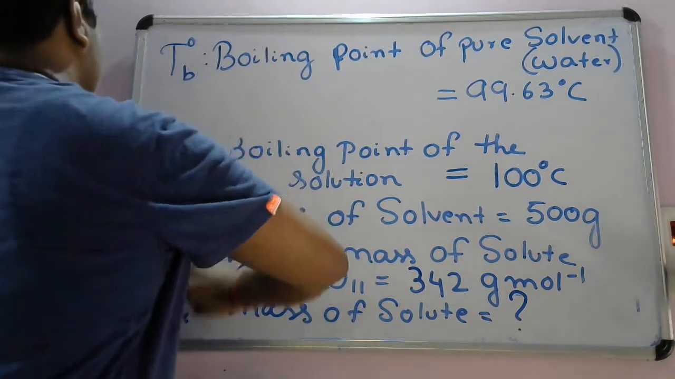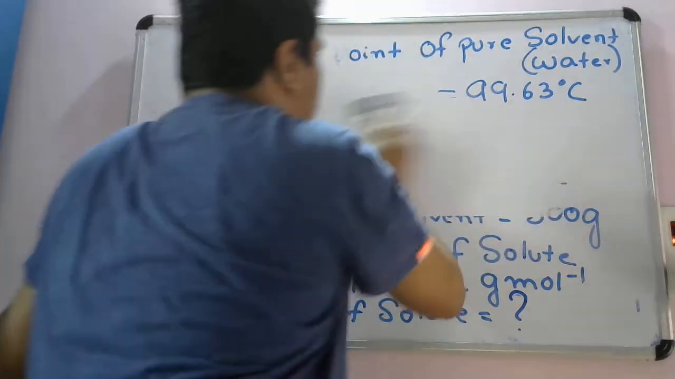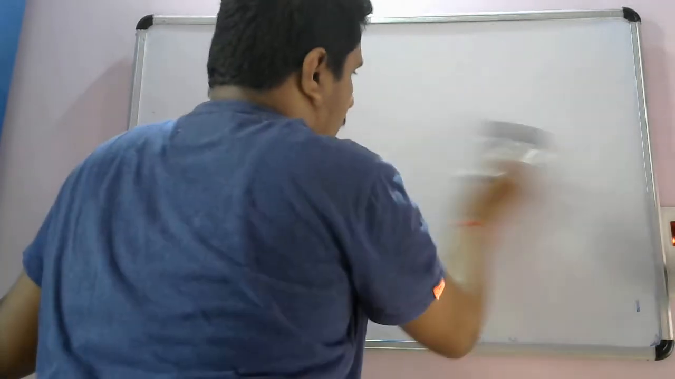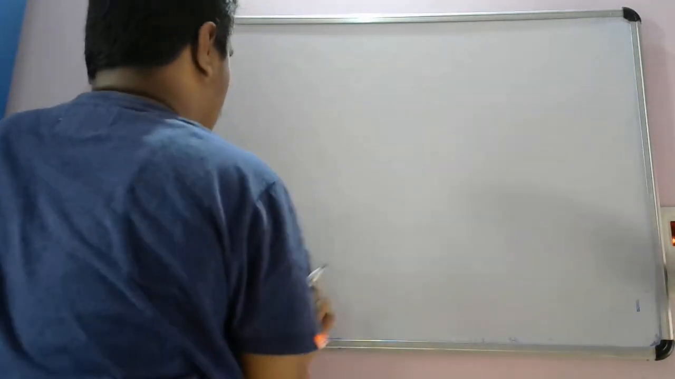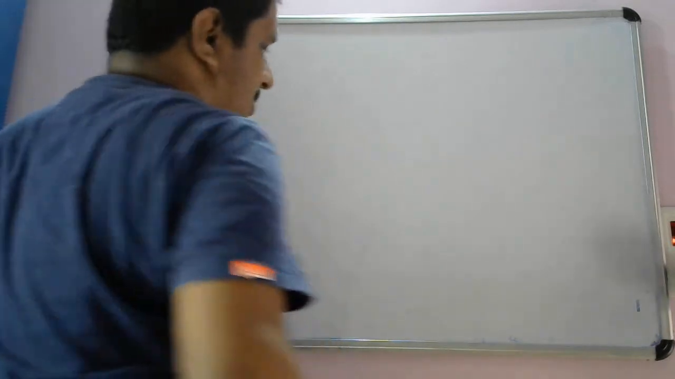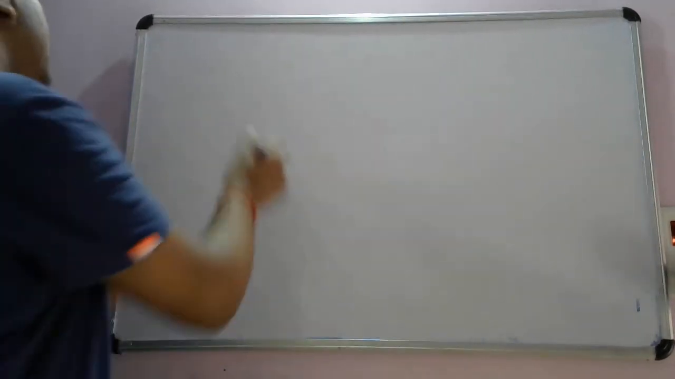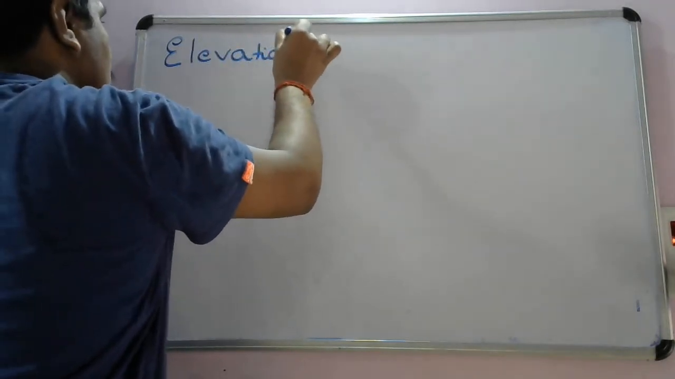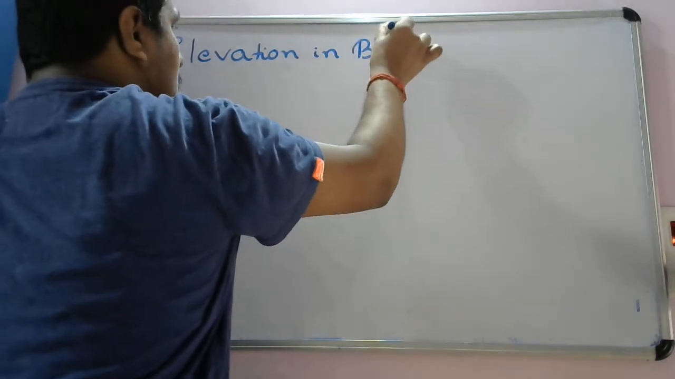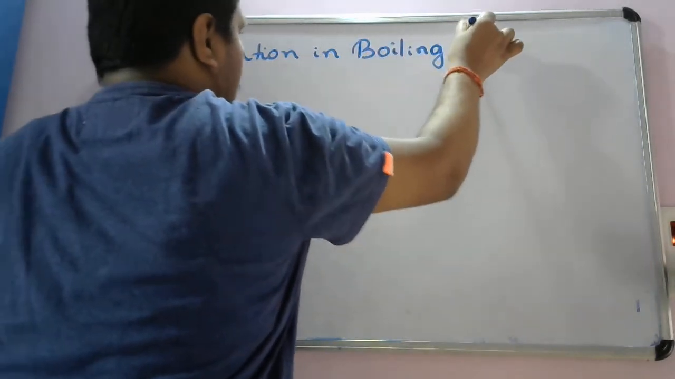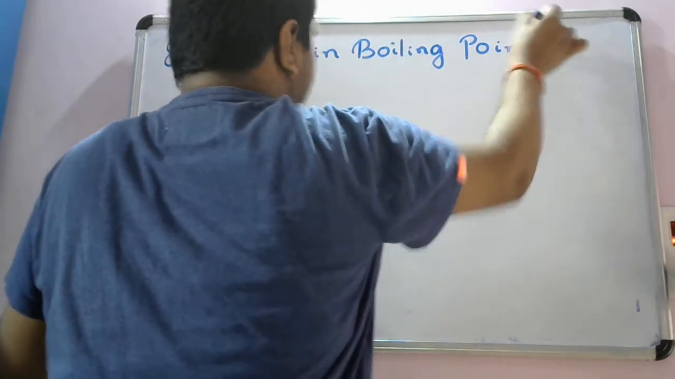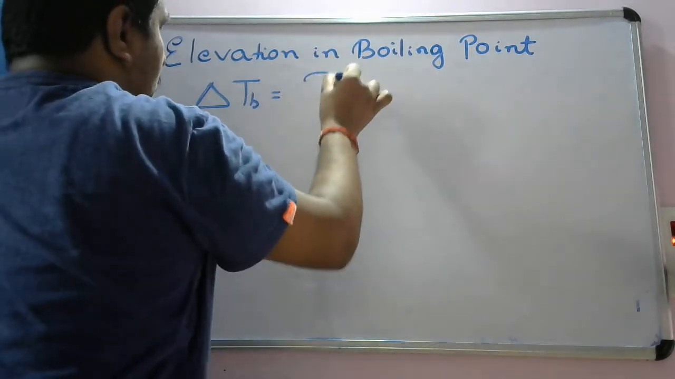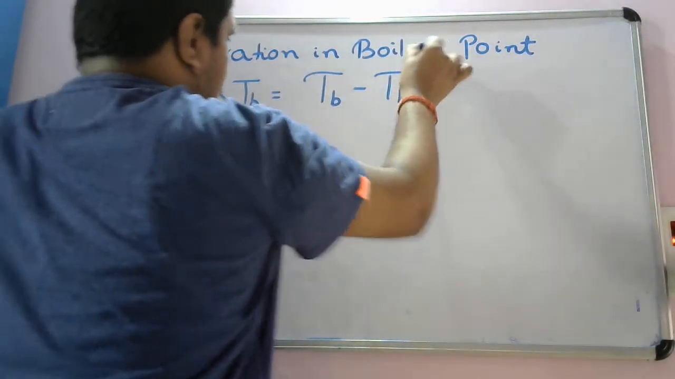Okay, now first we will determine the elevation in boiling point. How much the boiling point has increased, that we can determine because we have both the data. Delta TB is equal to TB minus TB naught.